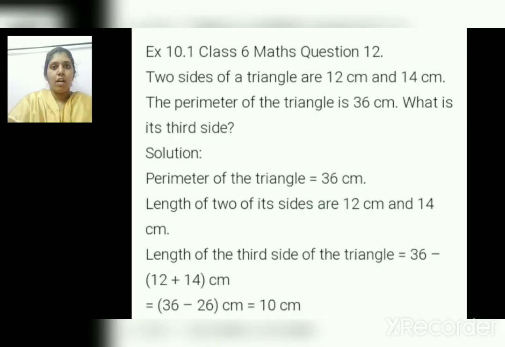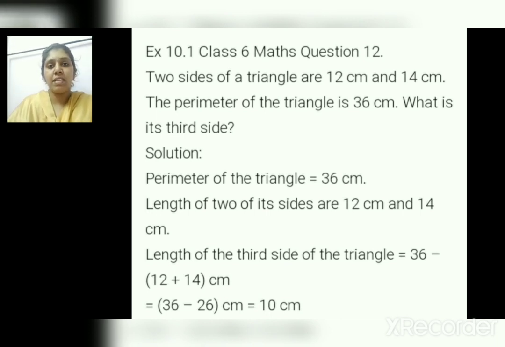Clear, children? Question number 12. Two sides of a triangle are 12 centimeter and 14 centimeter. The perimeter of the triangle is 36 centimeter. What is its third side? So here it is a triangle. So we know a triangle has 3 sides. Here 2 sides are given and we have to find the third side. And perimeter is also given.